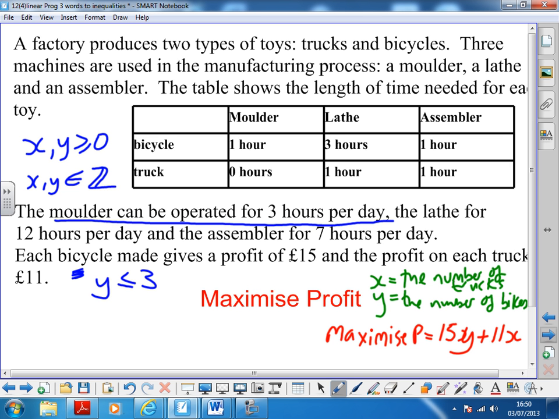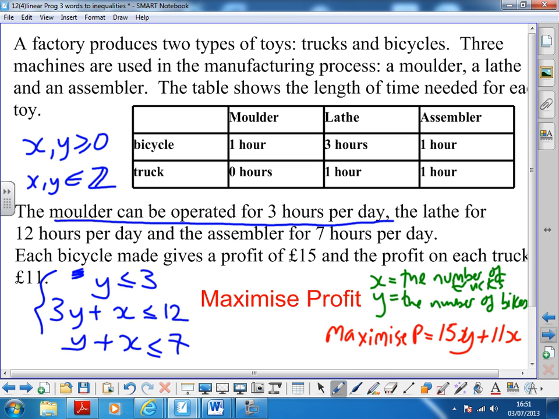Okay. What about the next thing? The lathe can only be used for 12 hours. So for every bike, you're using 3 hours, and for every truck, you're using 1 hour. And that's got to be less than or equal to 12 hours. So the number of bikes times 3, add the number of trucks, is the total amount of time you'd need the lathe for, and you've only got 12 hours. And the next one? So it would be 1 hour of bikes and 1 hour of trucks, and it has to be less than or equal to 7. Yep, I agree with that.